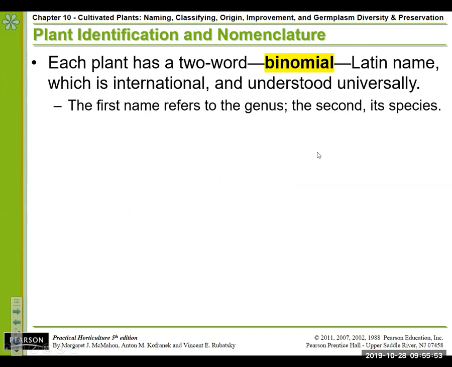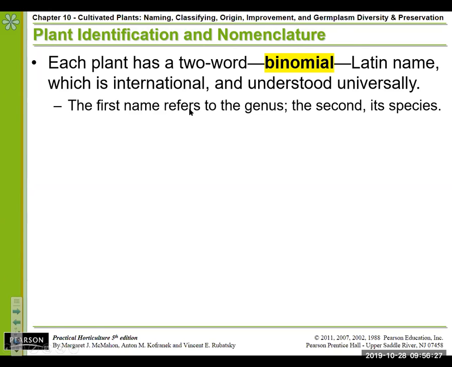So each plant name as we have today, the botanical name, is composed of two words. The binomial name. It's in Latin, it's international, and it's understood universally. There's actually a convention on plant naming, basically a group of botanists that get together to cement the names of these plants so that they are universally recognized. Again, botanical job security.